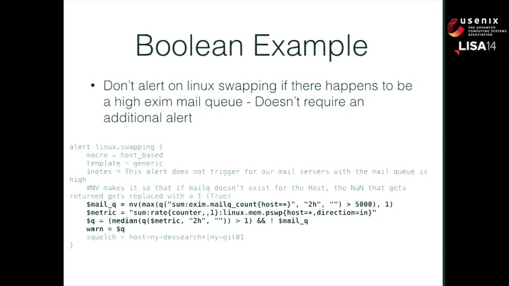So I don't have to write a new alert that's just for my mail servers and overrides the other one. I just add this condition to my alert and say, if there's a mail queue and it's high, don't alert. And if there is no mail queue, pretend there is one and it isn't high, so it's not true.